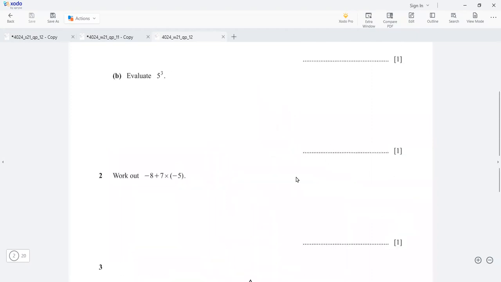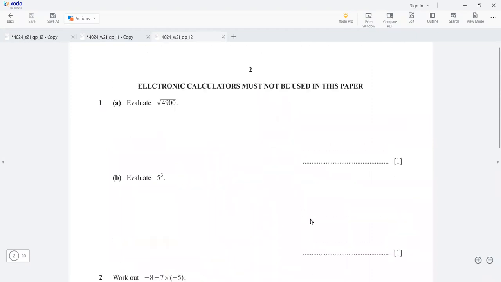Question number 1 is related to a simple numbers question in which there is a square root, and under the square root there is the number 4900. So look at the number without zeros, like 49. 49 means it is a perfect square. Which number's square is it? It is 7 squared. So we can directly write down 7, because the square root of 49 is 7.